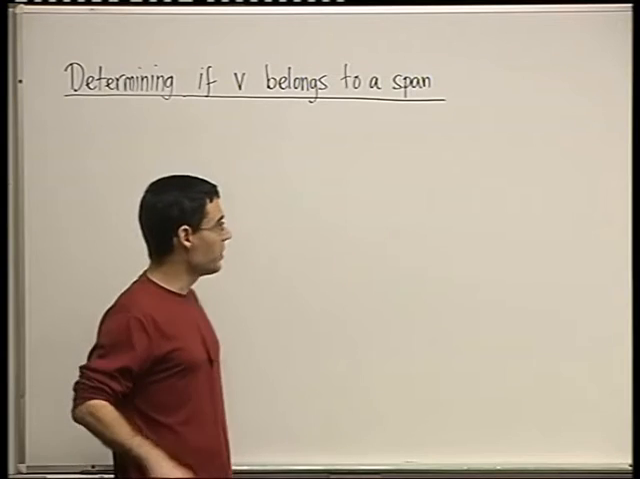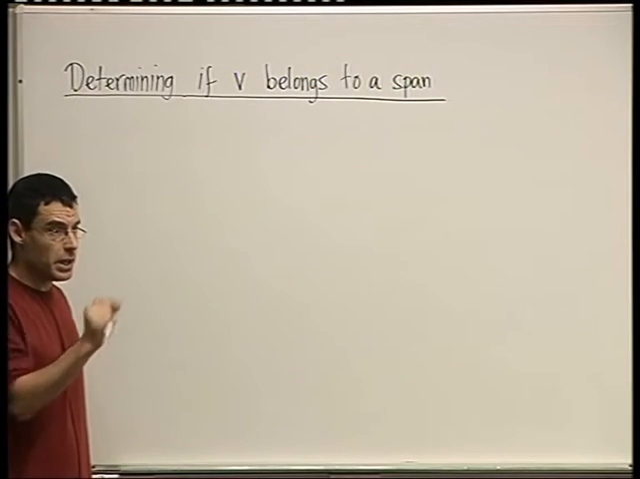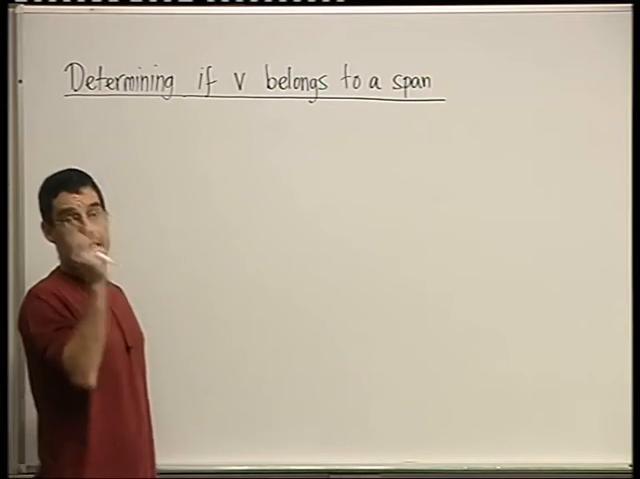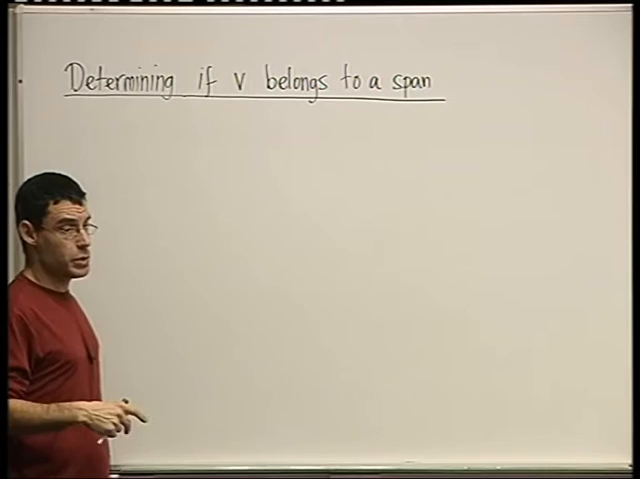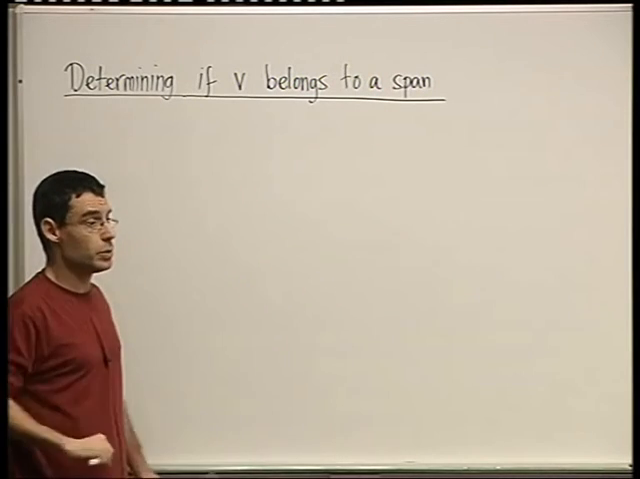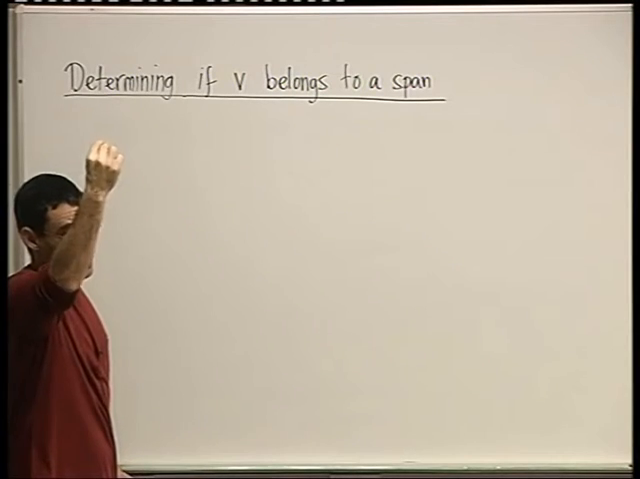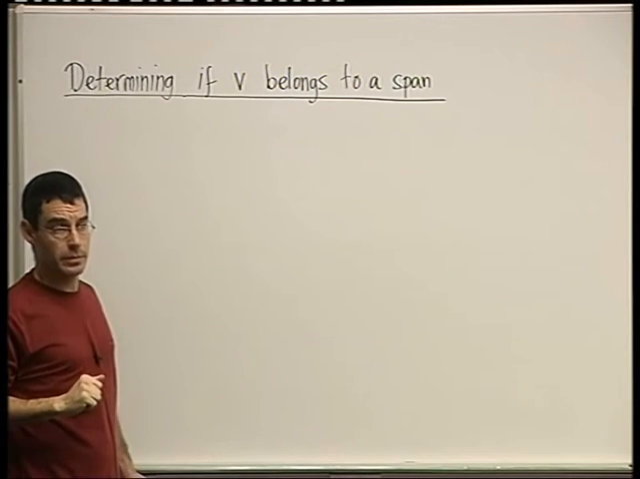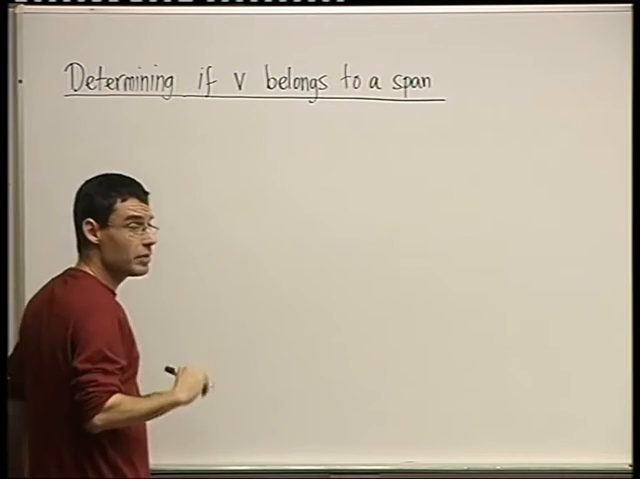So we know the notion of a span. A span is a subspace generated by k specific vectors. Suppose somebody gives you a span, a subspace generated by u1 to uk, and you pick any vector v, and you want to know, is it in that subspace? How do you determine? And that's what we're going to do by means of examples.